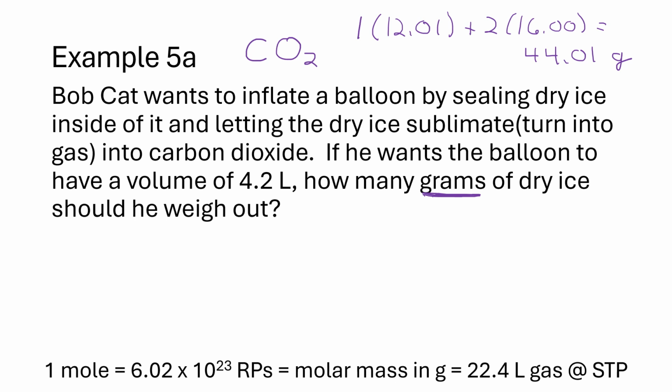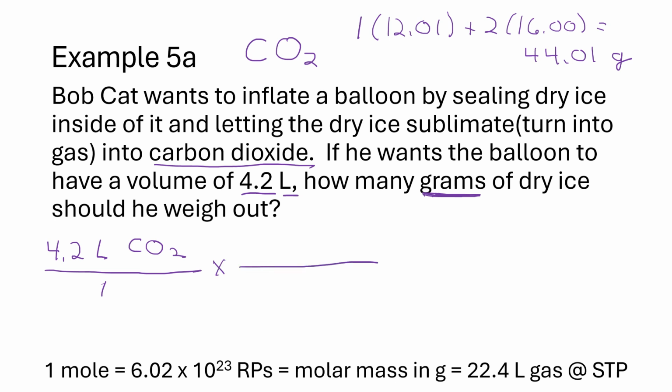So to do our dimensional analysis, we're going to start with the number, the unit, and the chemical over 1. So 4.2 liters of carbon dioxide all over 1. And then we're going to put liters of carbon dioxide on the bottom of the next step to make that cancel with what we were given. In the top, I'm going to put the unit and the chemical we're looking for. We're looking for grams of dry ice, which is grams of CO2.